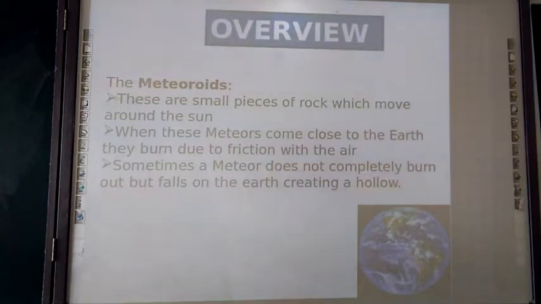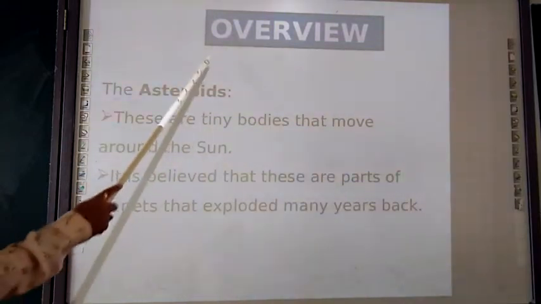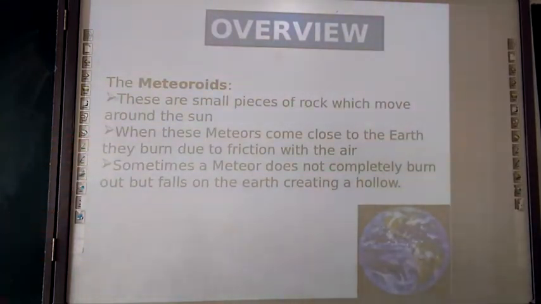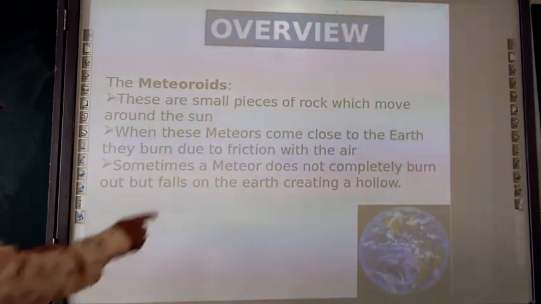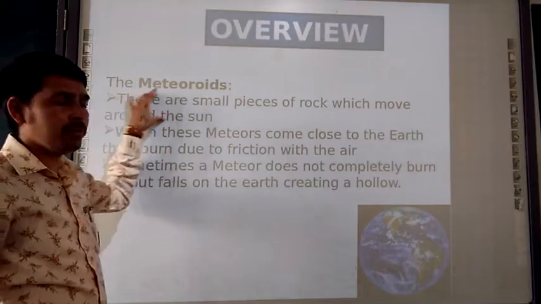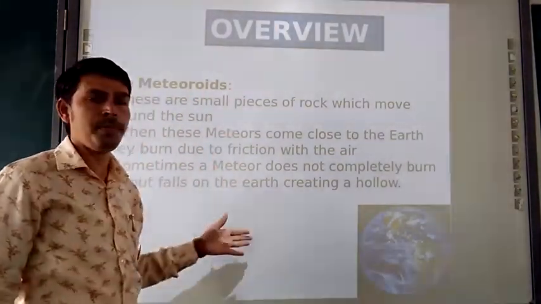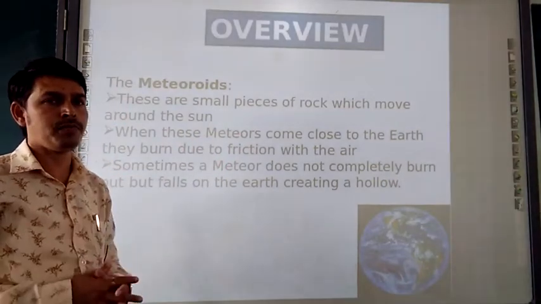Then next, today your homework part. In this overview you have to write about asteroids. Please see it once more. Asteroids. Then next, meteoroids. You have to copy down one point. You can frame this point in your own language also. If you are not able to do that, simply copy it and make a note in your notebook.